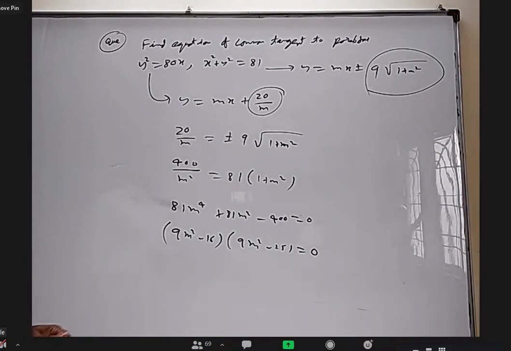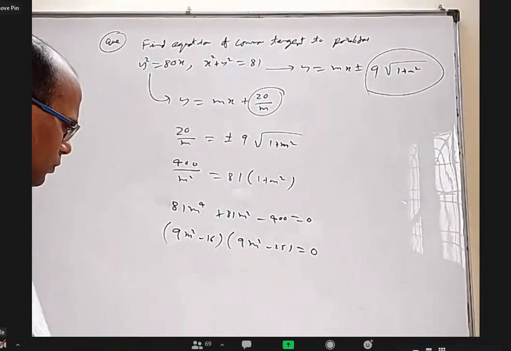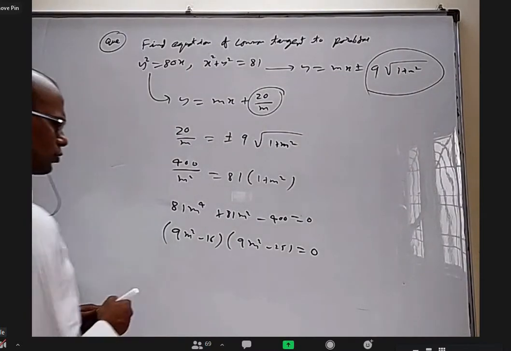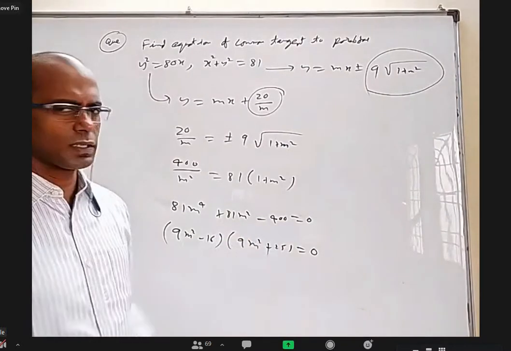Am I right or wrong? This 81 is correct, this 400 is correct, but something is wrong with plus and minus. So I think it should be plus 25. Okay, this is 9 nines, and this is 25 minus 9. It can be written. Yes.